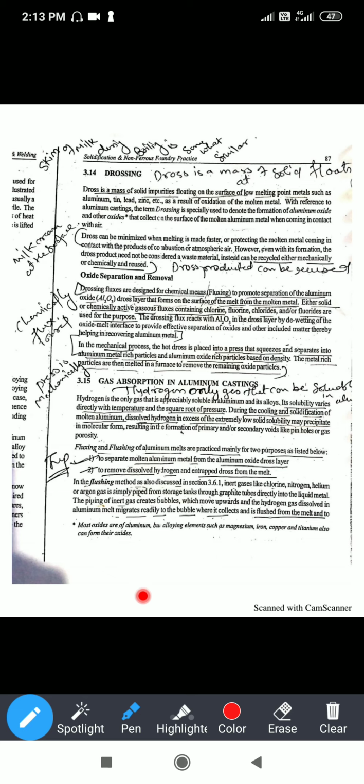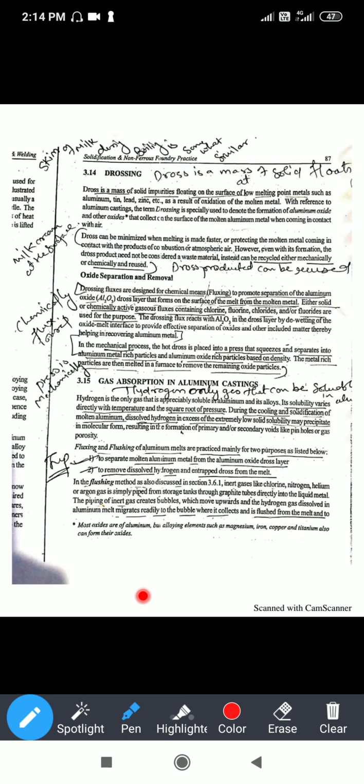Okay, so this is the simple thing related to the dross, which is generated in most non-ferrous metals, and how it is recycled and reused, and how to reduce this dross, that you have studied in Dross 1. Okay, now gas absorption in aluminum casting.